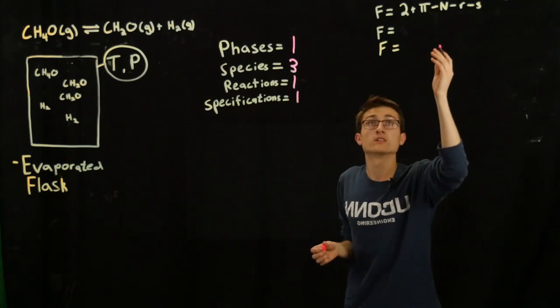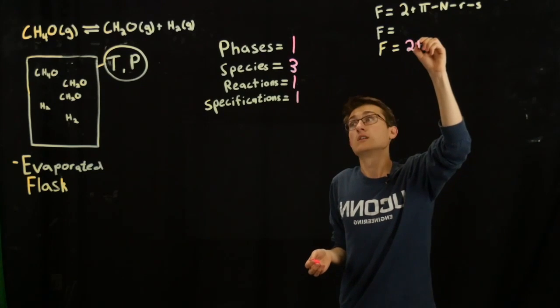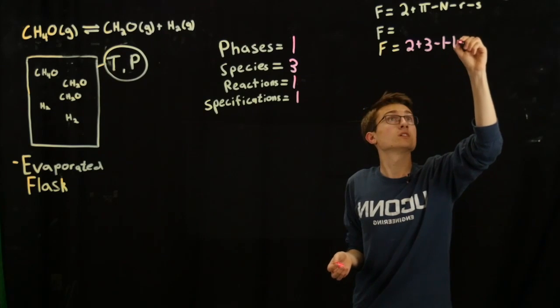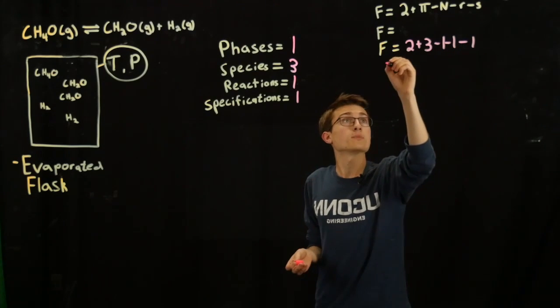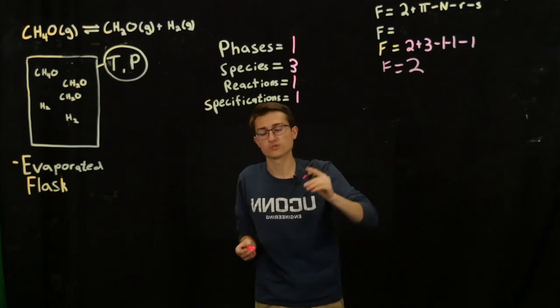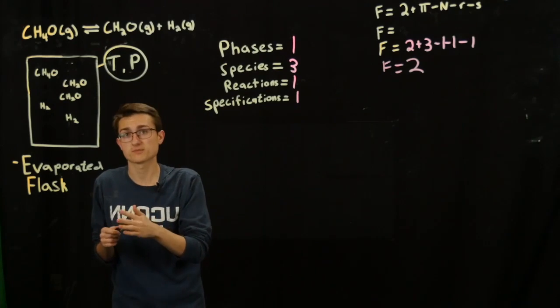If we apply this to our equation we already derived, we have 2 plus 3 minus 1 minus 1 minus 1. That puts us at 2. That means our degrees of freedom is 2, which means we need to specify 2 intensive variables in order for this system to be fully specified.